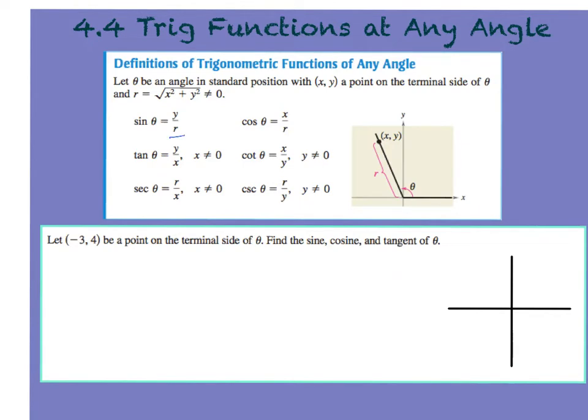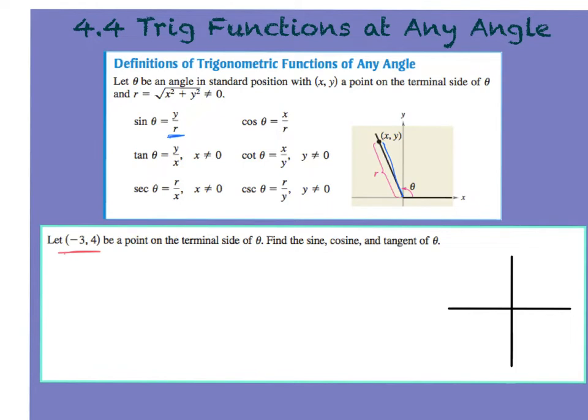However, we also need to talk about its radius. Our radius is the branch that goes out. That's our hypotenuse, and that's how we can think about it. So this first one, I have -3, 4, and I need to find, on its terminal side of theta, the sine, cosine, and tangent of that theta.